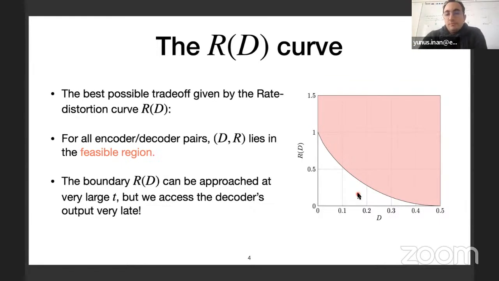But this means that the decoder obtains the reconstruction very late, right? Because if t is very large, then the encoder waits a long time to encode the source, and the decoder will consequently obtain the reconstruction at a very late time. So this may create a problem for stringent time requirements, right? If our application must be low latency, then this may create a problem.